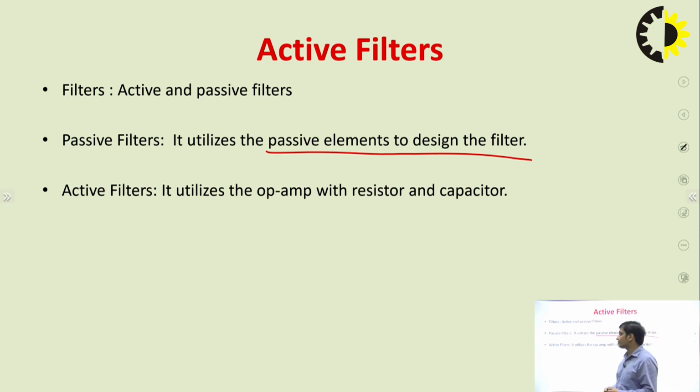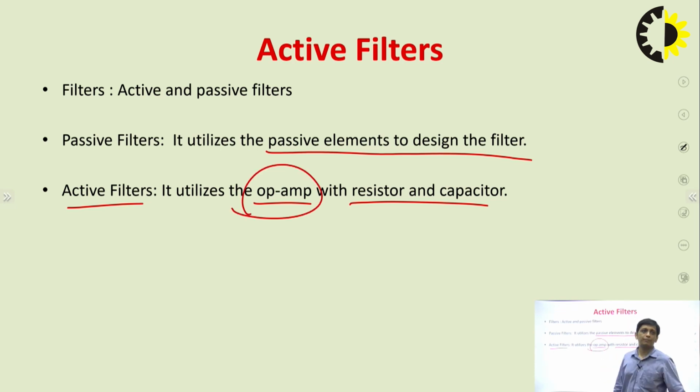And as far as active filters are concerned, an active filter utilizes an active element, for example, a transistor, or an op-amp, which is made up of transistors. Along with the op-amp, we use resistor and capacitor also, but obviously in active filters, the op-amp will be there. This is the basic difference between passive and active filter. In a passive filter, we use only passive elements, but in an active filter, we use an active element, for example, an op-amp, along with resistor and capacitor.